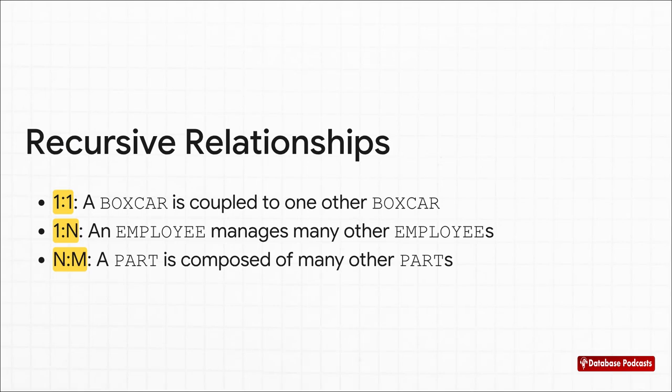And just like relationships between different entities, these recursive relationships can have different cardinalities. A one-to-one recursive relationship could model a train, where one boxcar is coupled to exactly one other boxcar. The classic one-to-many example is an org chart, right? One employee manages many other employees. And a many-to-many is perfect for something like a bill of materials, where one part is made up of many other parts, and can also be a component in many other assemblies.